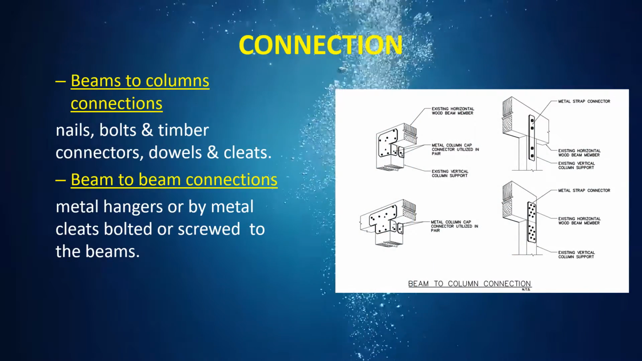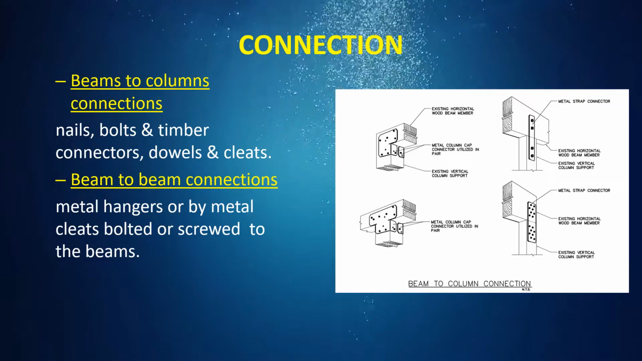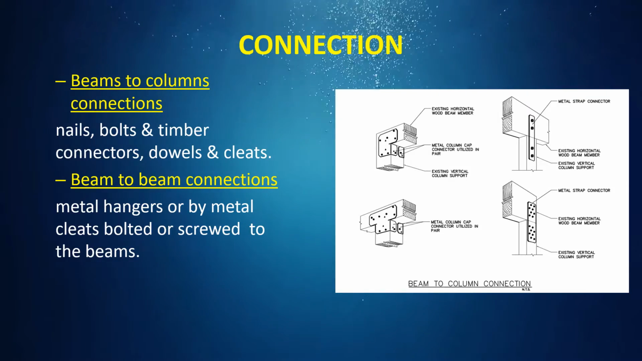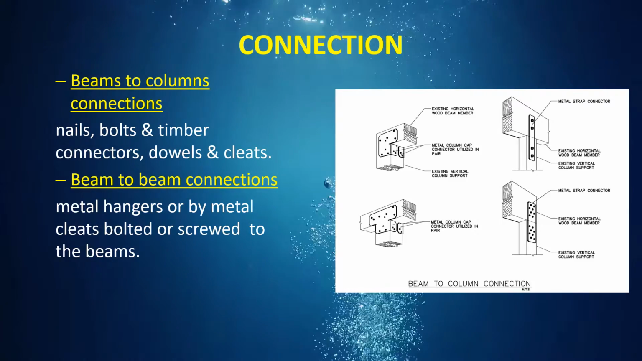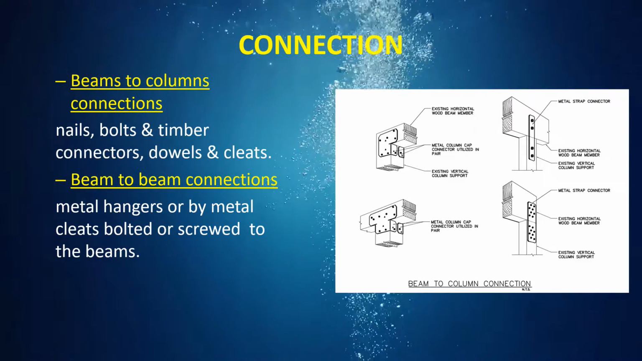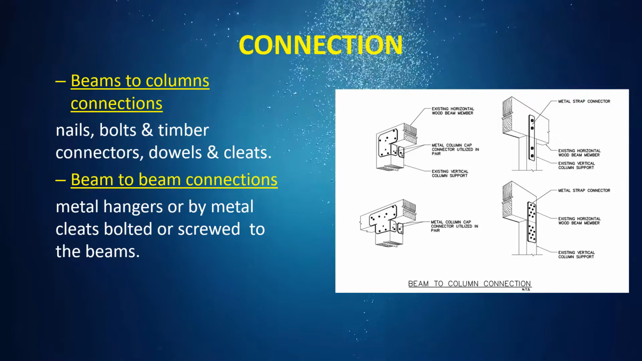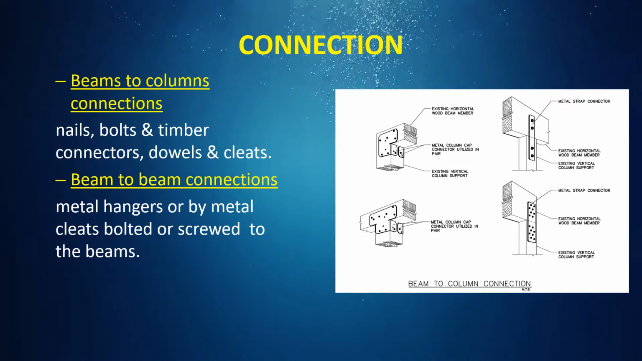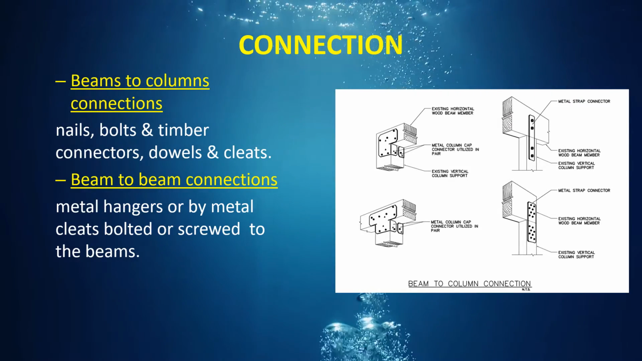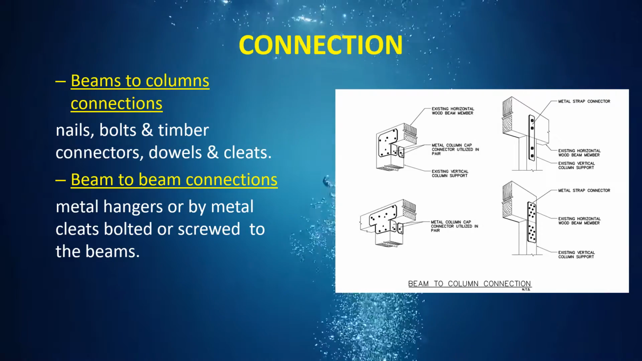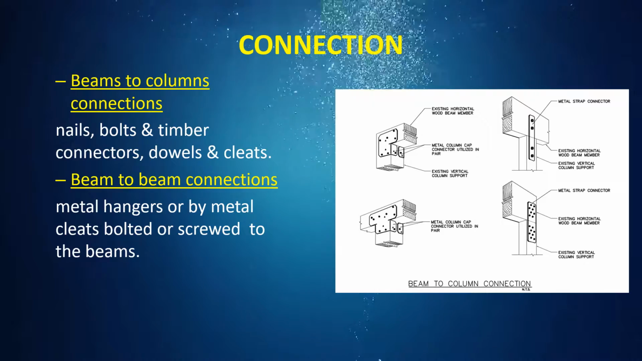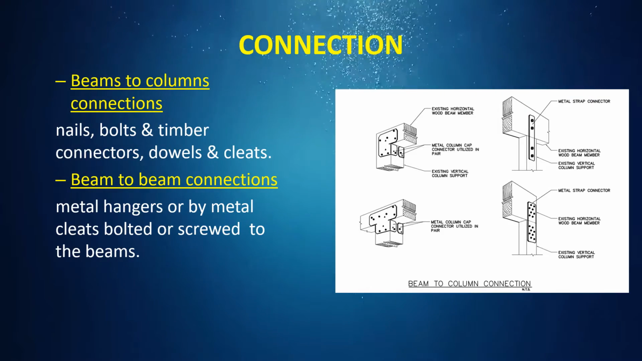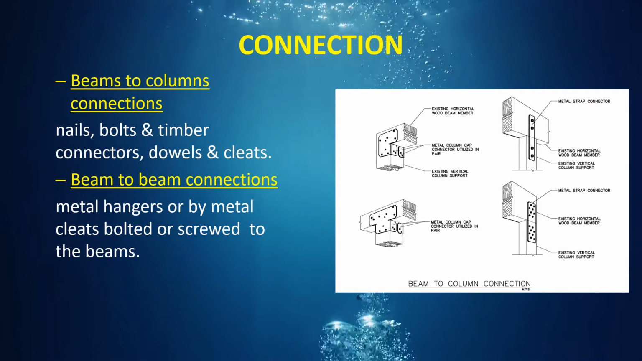Connections. Beam and column connections are made with nails, bolts and timber connectors, dowels and cleats according to the type of members, whereas beam-to-beam connections are made by means of metal hangers or by metal cleats bolted or screwed to the beams. Rafters and joists may be supported by hangers or timber fillet.